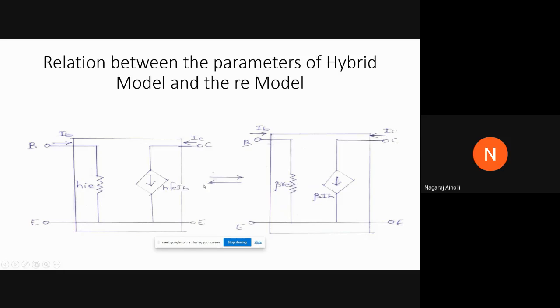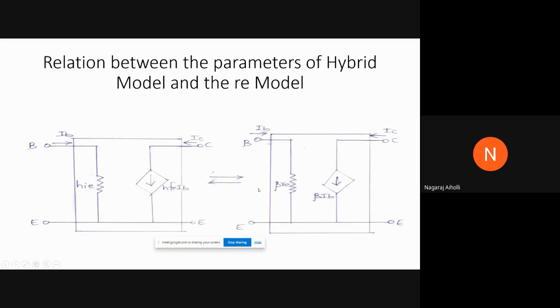This is the relation between the parameters of the hybrid model and the RE model for the common emitter configuration. What is the relation? Here there is resistance HIE, here it is beta RE, both are the same in structure. Therefore, HIE is equal to beta RE. Then here we have the controlled current source HFE IB, here it is beta IB. IB is the same. Therefore, HFE will become equal to beta.